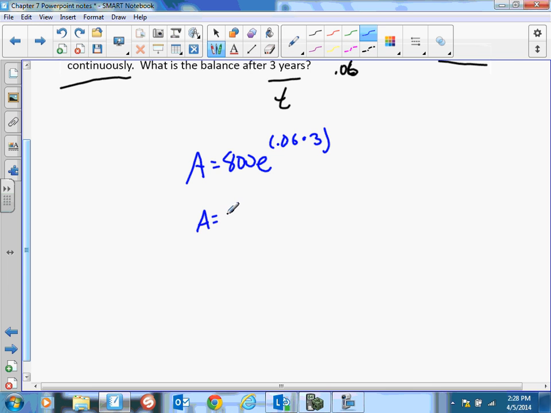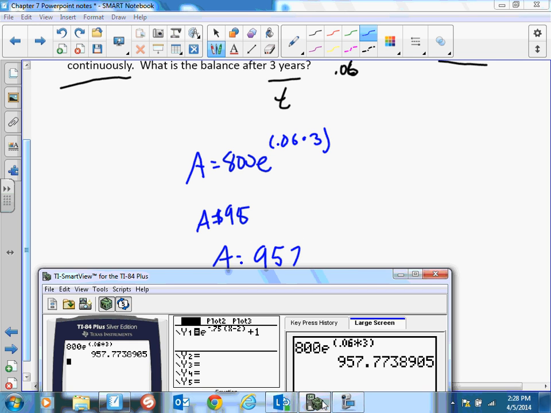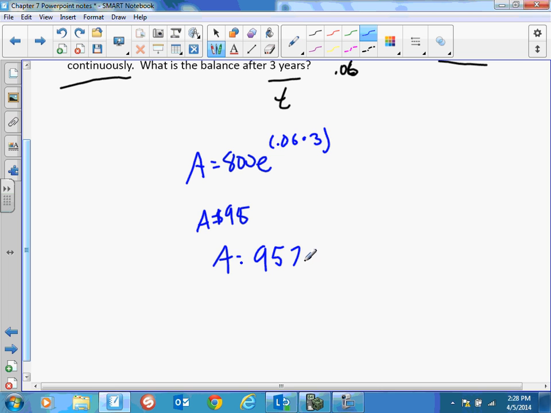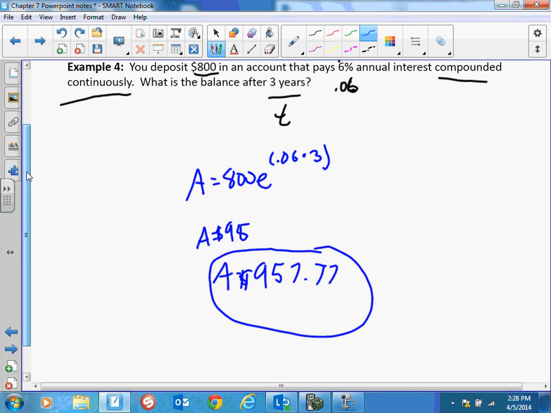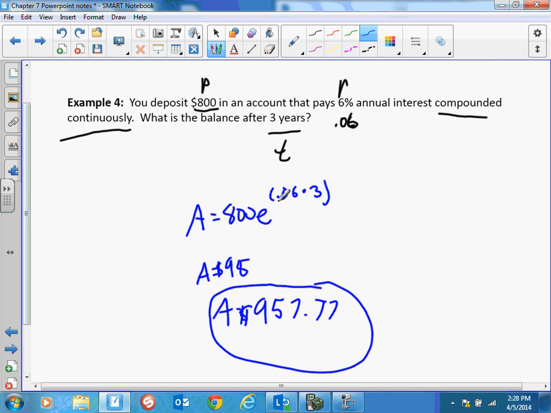A equals $957.77 would be our answer. Okay. So pretty much you can put that in the calculator and solve it. You can simplify if you want to first, but as long as you put it in the calculator correctly, it's going to get the right answer.